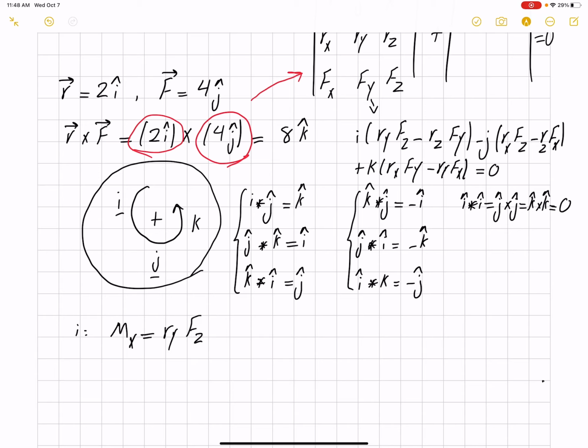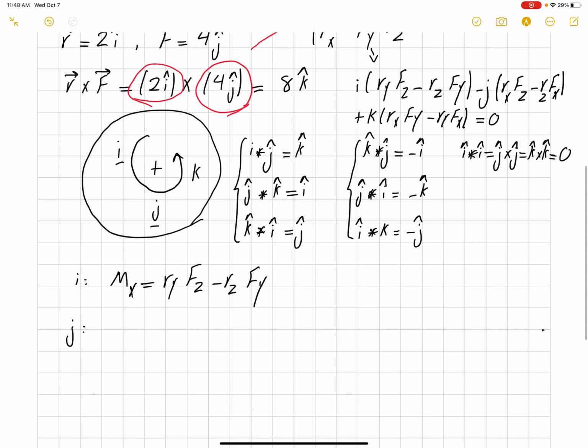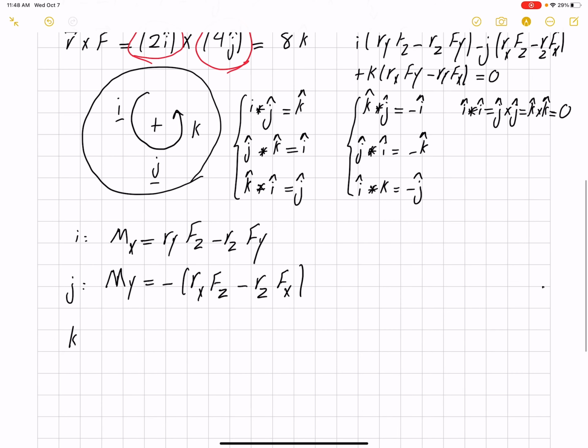So ry fz minus rz fy, that would be our i component. The j component would be our mx, my would be negative rx fz or z fx, and the k component should be 0. That means that mz, all of them are 0, or we should set them to 0 if we have equilibrium.